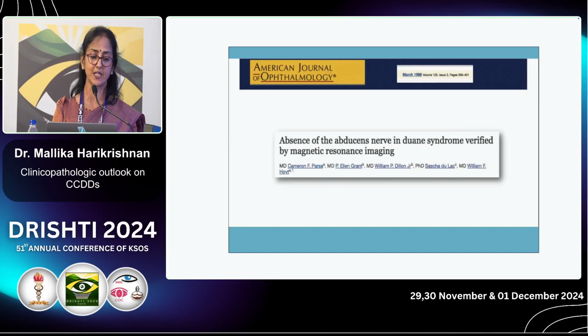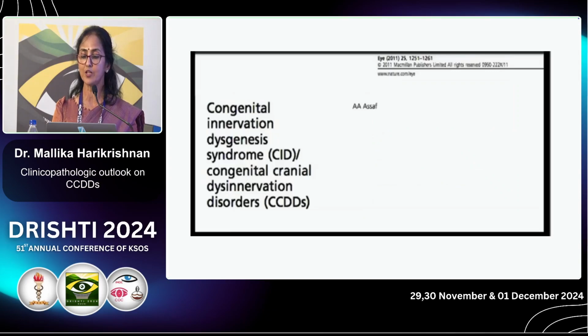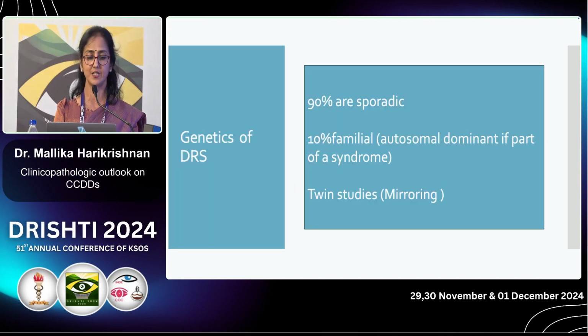So finally this very phenomenal paper came, showing that it is due to absence of the abducent nerve in Duane syndrome, which is verified by magnetic resonance imaging. This was published in the American Journal of Ophthalmology. And thereafter many studies came, one from the RP Center, which was published in the Indian Journal of Ophthalmology. So with all these, it is depicting that DRS could be classified under CCDDs.